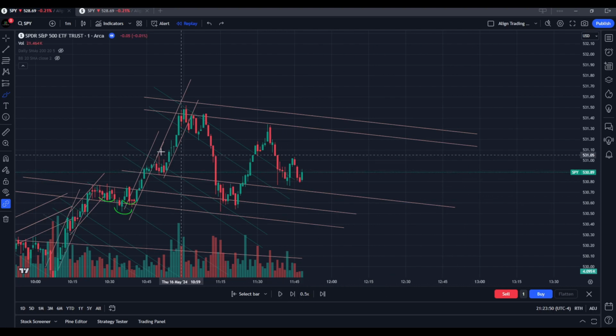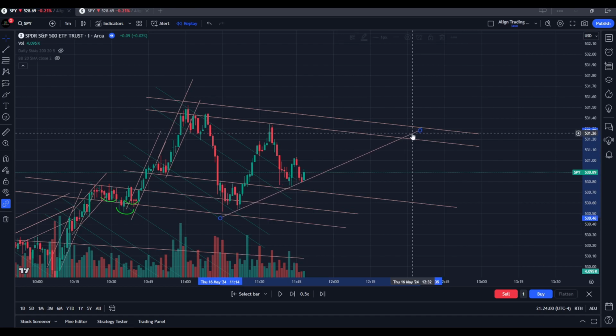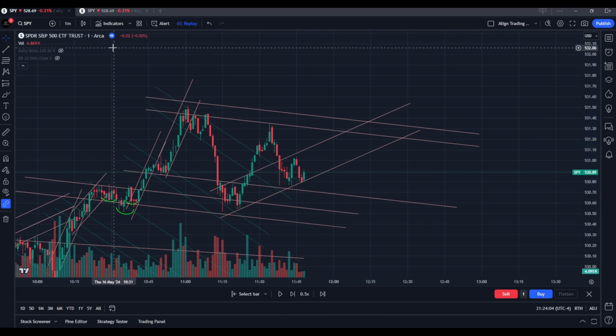Okay, so we are still seeing that same tapering algorithm that we had right here, and we're now seeing it once again. If we can break down right here, this is what we'll be looking for if we break out of that.